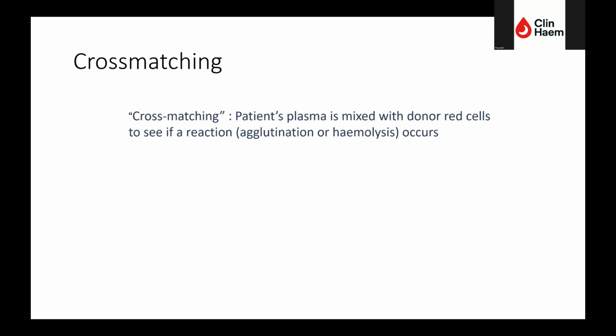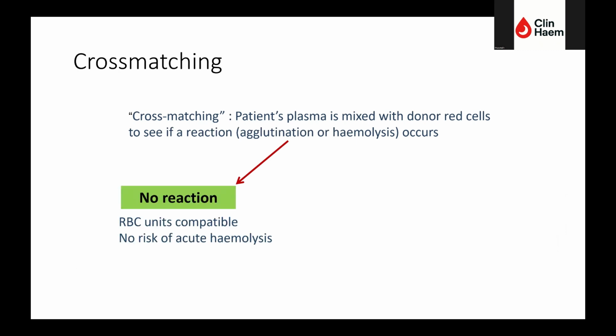So cross-matching, as the name suggests, is where we take the patient's plasma and mix it with the donor cells. The donor cells have been selected for the patient's ABO type, RH type, and also negative for any antibodies that they might have. But this is an extra step taken to make sure our testing is okay and the patient doesn't get a reaction. So the patient's plasma is mixed with donor cells to see if a reaction, agglutination or hemolysis, occurs or not. If there's no reaction, RBC units are compatible. There's no risk of acute hemolysis, and baby Yoda is quite happy there.